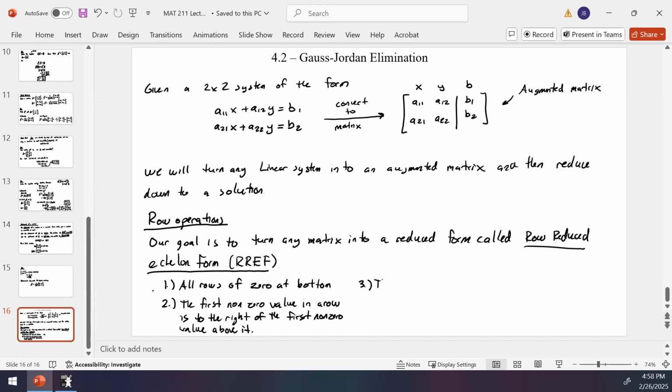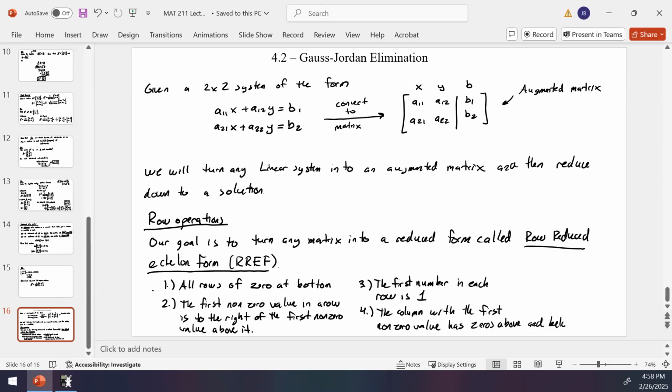Number three, the first number in each row is 1. And then number four, the column with the first non-zero value, basically the 1, has zeros above and below.